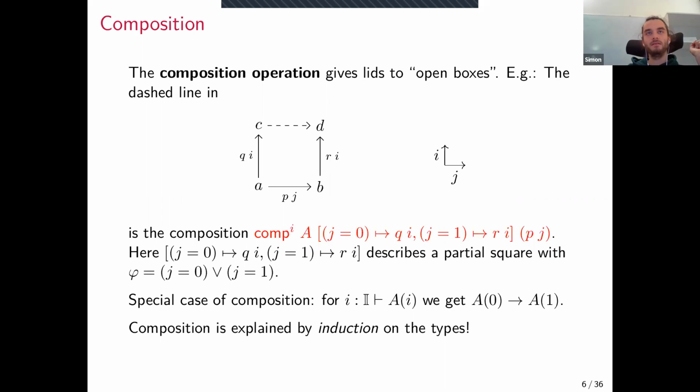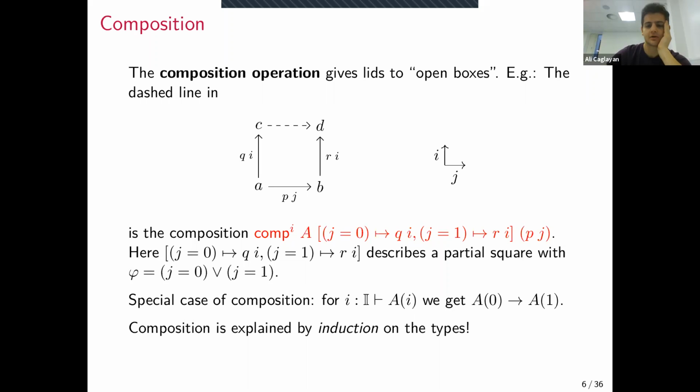And the stuff which you put, how you describe the open box, so there's always the bottom of the open box, and then you will also put stuff on the sides. This is really described by such a shape, or one of these phase formulas. So in this case, it would be j equals 0 or j equals 1.